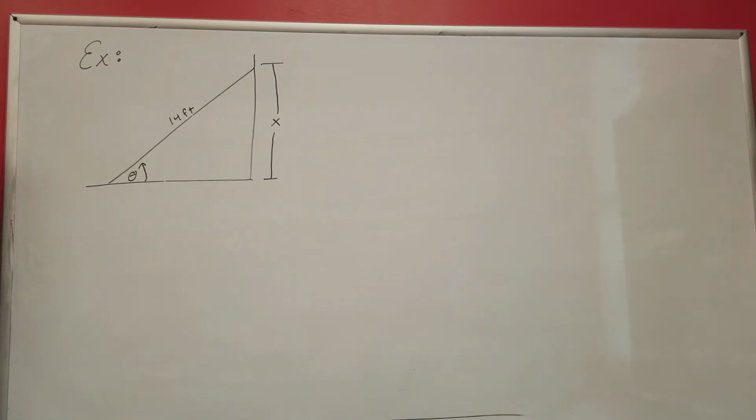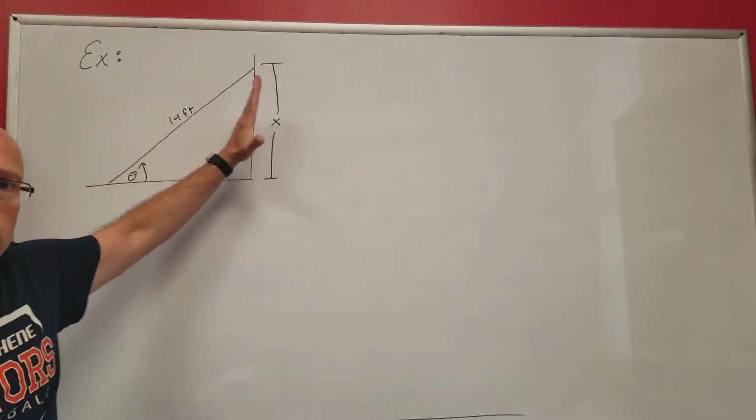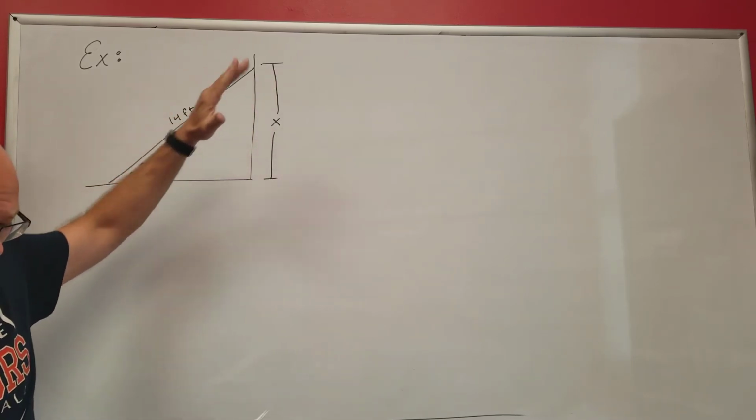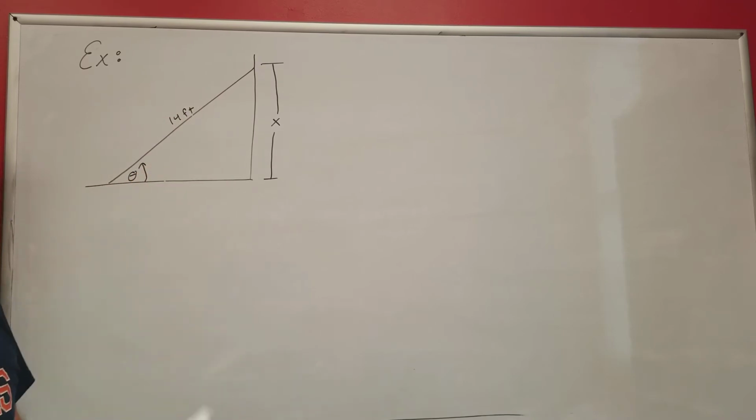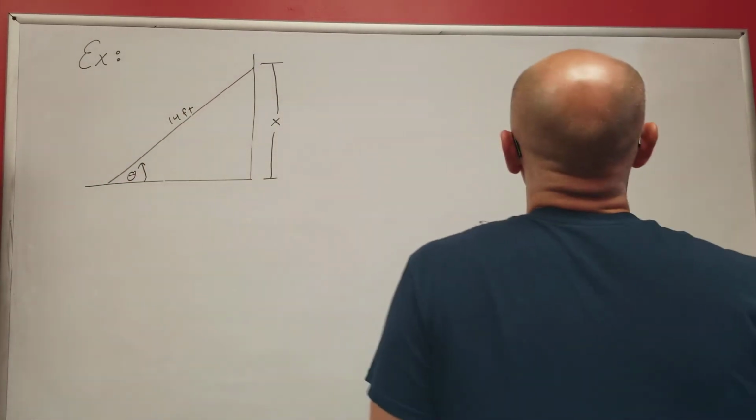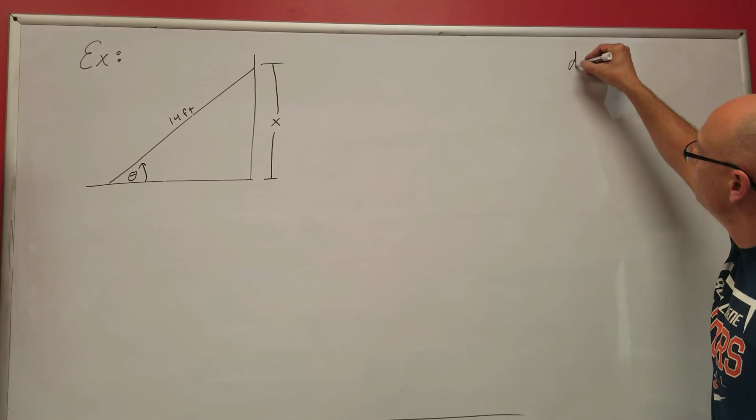Alright, then it goes on to say if the bottom of the ladder is pushed toward the wall, how fast does x change with respect to theta when theta is equal to 45 degrees? Express your answer in feet per degree to 2 decimal places. Alright, so what's going on? If we push the bottom of the ladder towards the wall, it wants to know how fast x is changing with respect to theta. Alright, let's talk about some stuff.